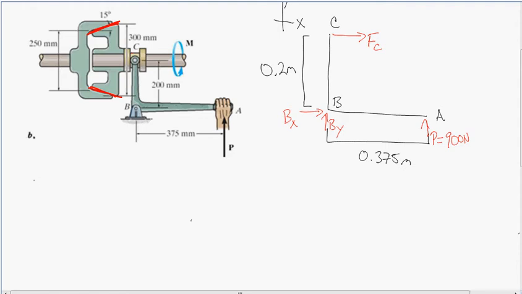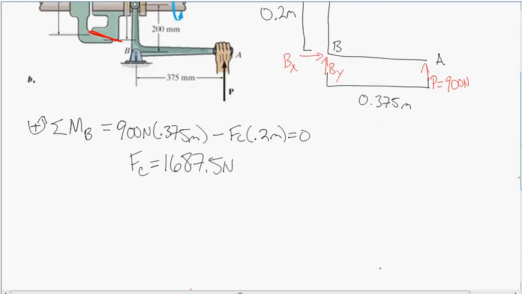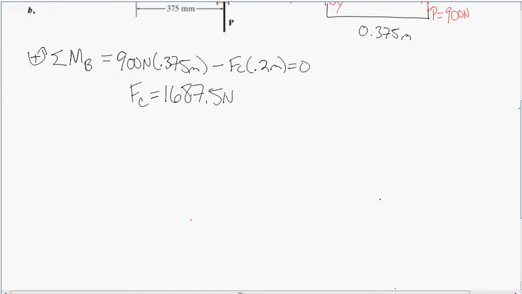So we will use an equilibrium equation. Sum of the moments about point B equals 900 newtons times 0.375 minus FC times 0.2 meters equals 0. So we just solve for FC and find... So again, this is the force that is transmitted through the shaft and applies force at the contacting surfaces between the clutch and the crank.